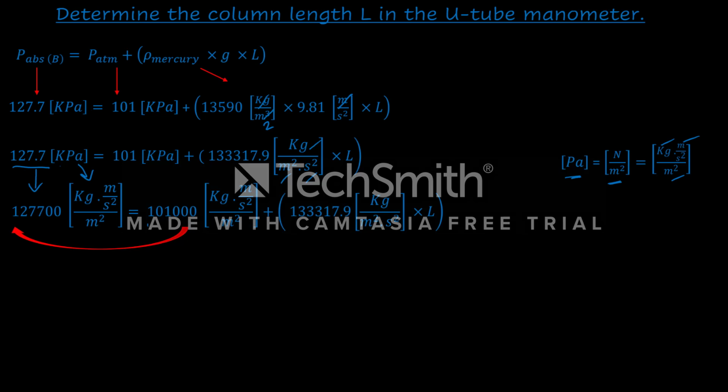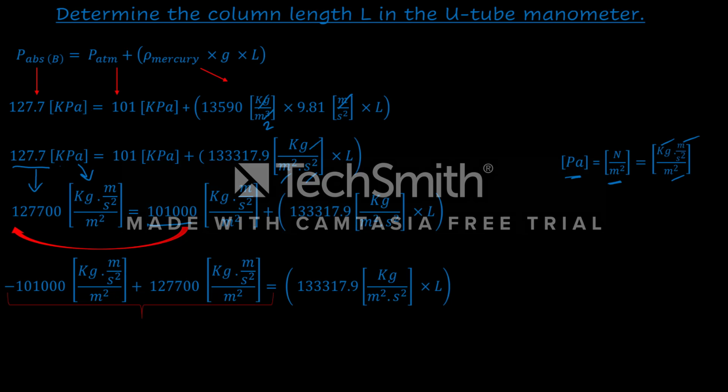We move the 101,000 to the other side of the equation and change the sign. We add these two numbers, and we now solve for length L. Here we are solving for length L, but we need to make sure that we have the correct units. The meter squared, since it was in division, will go to the top, in multiplication, and the sign on the exponent will change from positive to negative, as we can see here.